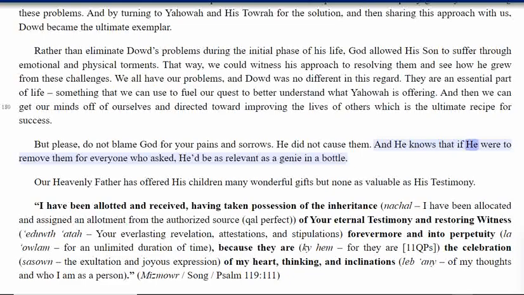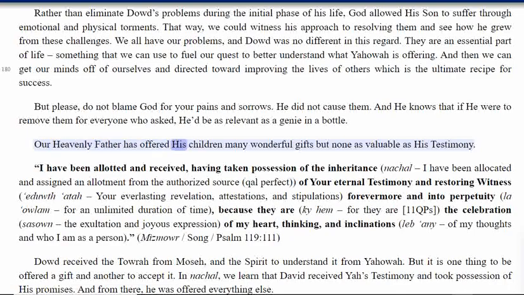And he knows that if he were to remove them for everyone who asked, he'd be as relevant as a genie in a bottle. Our Heavenly Father has offered his children many wonderful gifts but none as valuable as his testimony.